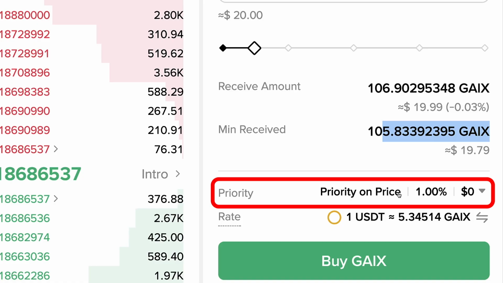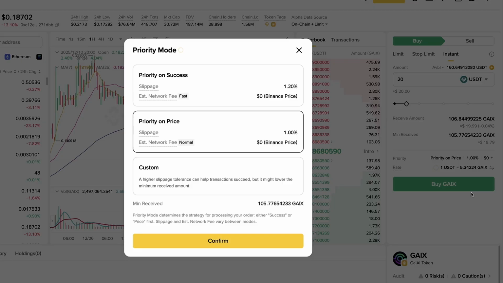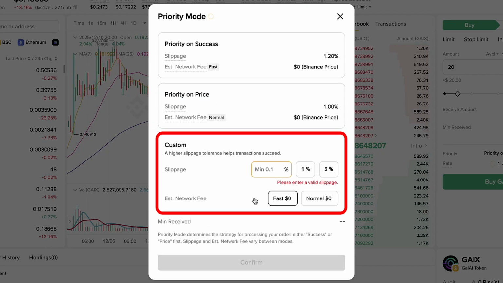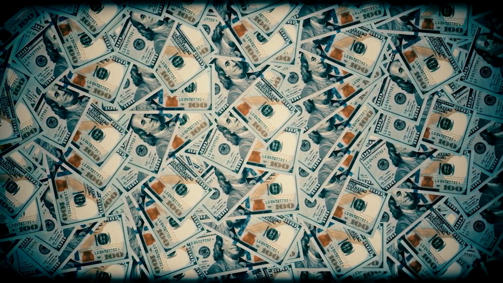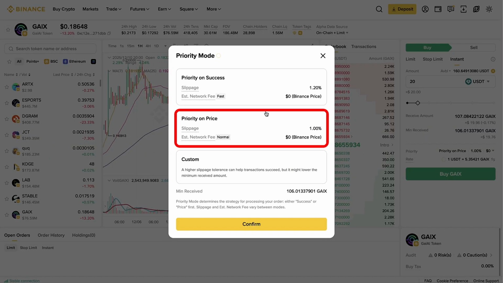So do you want to choose the priority on price, so you will get typically more coins, or do you want to choose priority on success, when it's typically faster but there may be a higher slippage? Or you can choose a custom slippage tolerance right here if you want your transaction to succeed even faster. But this one is not really helpful if you are trading with a small amount of money. This is for the people who trade with a lot of money. For most of us, we will be using priority on success and priority on price.